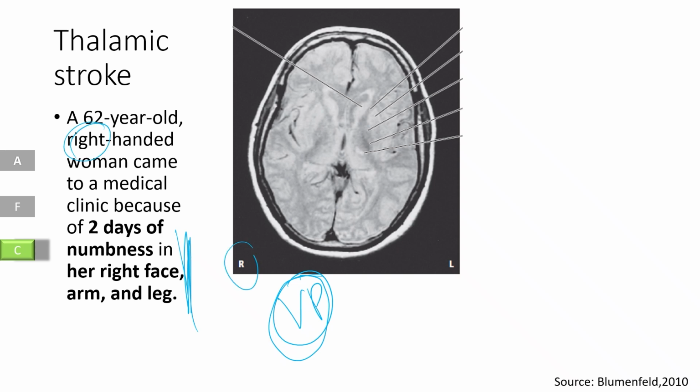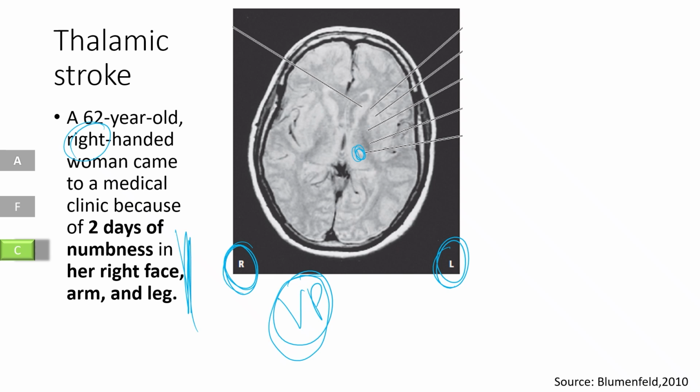This is an MRI image. You are seeing the right side here. You are seeing the left side here. So this is the left thalamic lateral aspect stroke that has caused right-sided symptoms, because all the sensations are crossing in the brain.